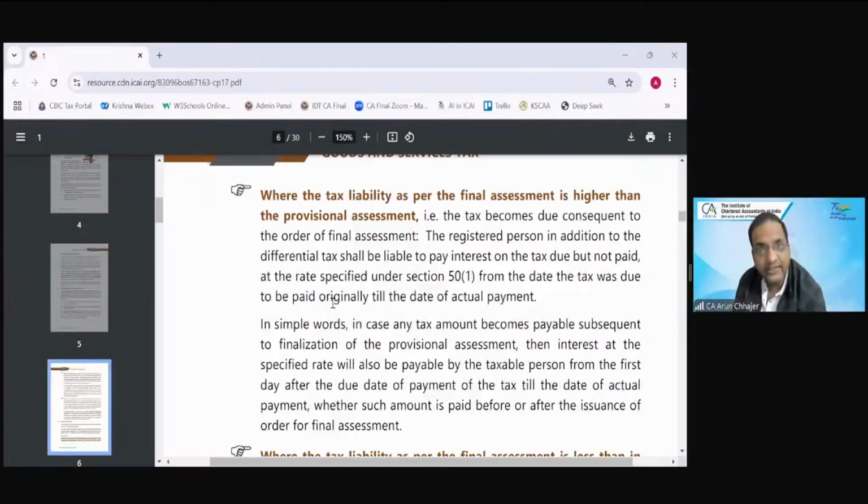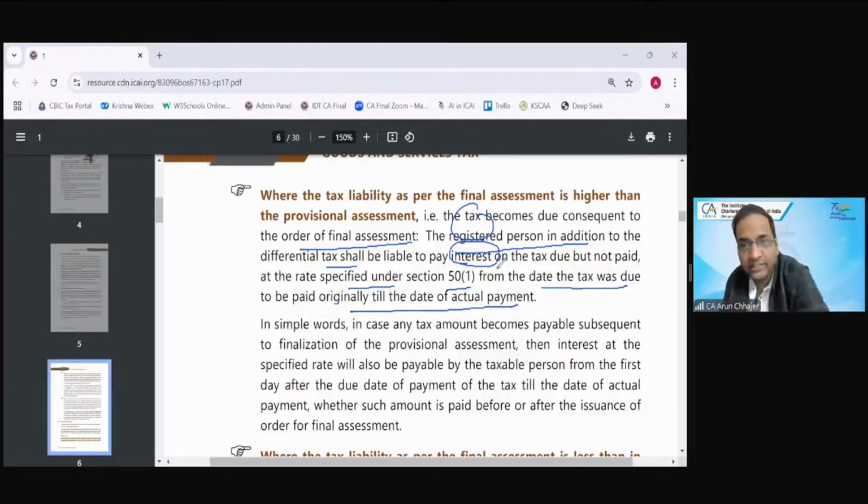Now, where the tax liability as per the final assessment is higher than the provisional assessment, then the tax becomes due after the order of the final assessment. The registered person, in addition to the differential tax, needs to pay the interest as well, at the rate specified in section 50 subsection 1, from the date the tax was originally due to be paid till the date of actual tax paid.